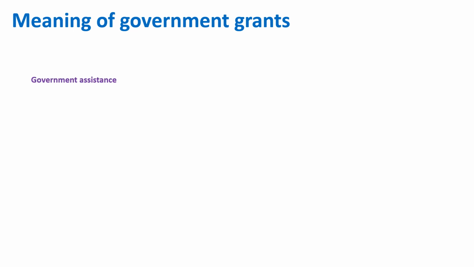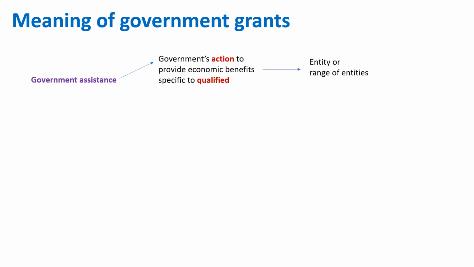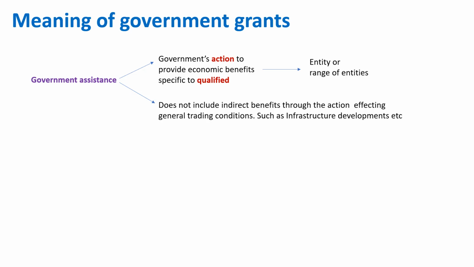Before that, let's understand what is government assistance. The government's action to provide economic benefits specific to a qualified entity or range of entities is called government assistance. So economic benefit is provided by the government, right? And it doesn't include indirect benefits through actions affecting general trading conditions, such as infrastructure development, etc. So normal development by the government is not considered assistance, but when there is a specific economic benefit provided to a legal entity or range of entities, that is called government assistance.